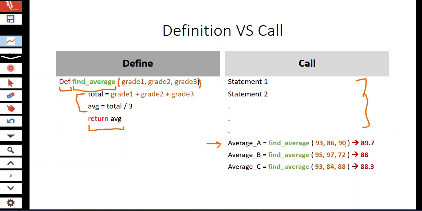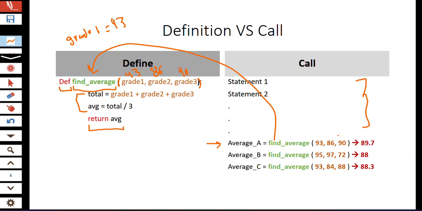At this point, Python will automatically go to the function definition, all right, and set grade1 equal to 93, right? Grade2 to 86, and grade3 to 90. Next, it will go to the body and say total is equal to grade1 plus grade2 plus grade3 to calculate the total. And then average will be the total of these numbers divided by 3 and then return the average. Right? Now executing this whole function will produce the average value 89.7.